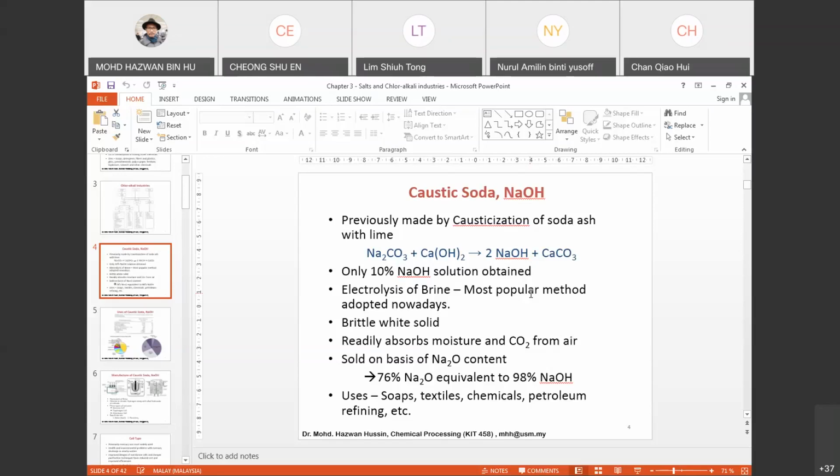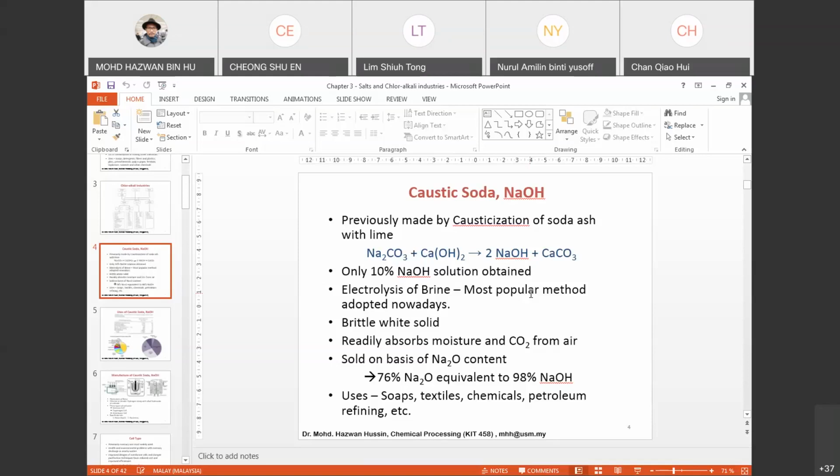So that is why there is a need for other techniques which produce a higher percent yield. In this case, the electrolysis of brine is used. It is the most popular method adopted nowadays.